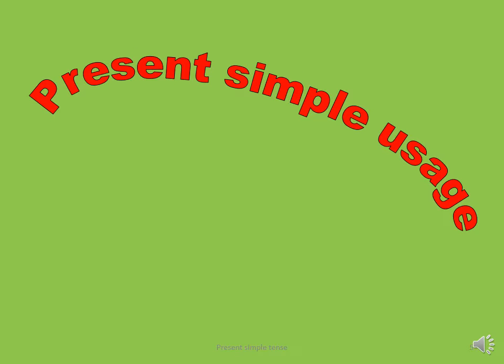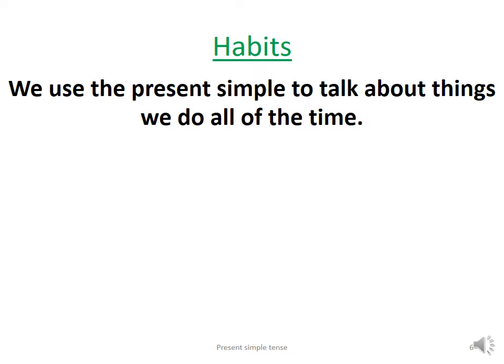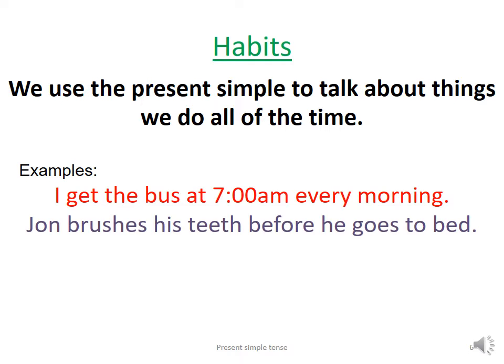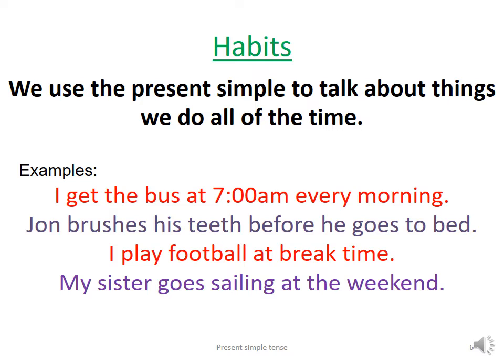Here are some of the uses of the present simple tense. For habits, we use the present simple to talk about things we do all of the time. For example, I get the bus at 7 a.m. every morning. John brushes his teeth before he goes to bed. I play football at break time. My sister goes sailing at the weekend.